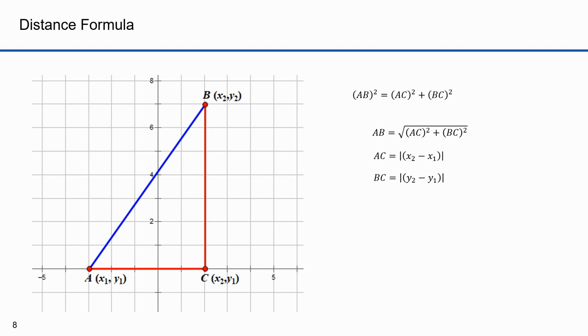I put absolute value bars around these quantities in case x2 was less than x1 or y2 was less than y1. The length of AB is thus equal to the square root of (x sub 2 minus x sub 1) squared plus (y sub 2 minus y sub 1) squared. And here I don't need the absolute value bars because I'm squaring each of the differences. This is the distance formula.